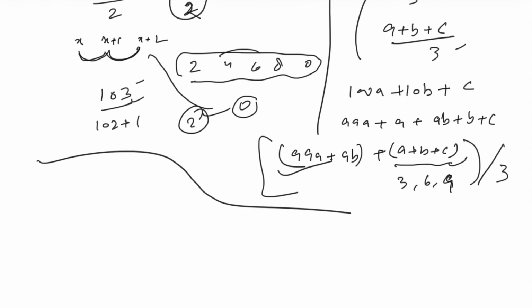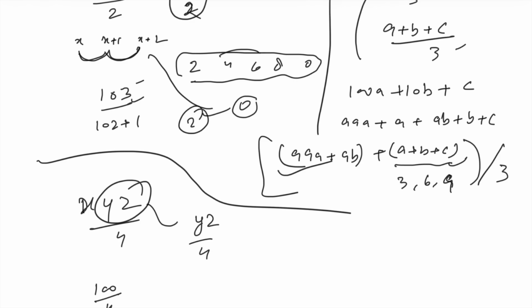And same with 4. We say if any number is there, it is divisible by 4 only if the last two digits can be divided by 4. Why so? Because we know 100 is divisible by 4, right? So any number will have the 100 component. So let's say if you write this as 10y plus z, so this would be divisible by 4.